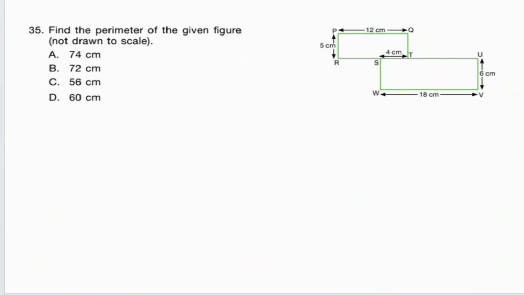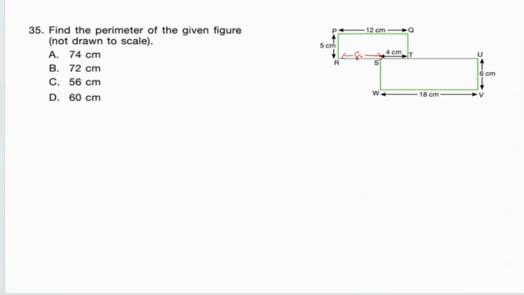Okay, so the last topic and last question of this paper is to find the perimeter of the given figure. Perimeter means boundary. So for the boundary, I need to find all the sides first. I have to check only the outer boundary. So it is a 4. So the opposite is 8 because it is a rectangle. So opposite sides should be equal. Opposite should be 12 as well.